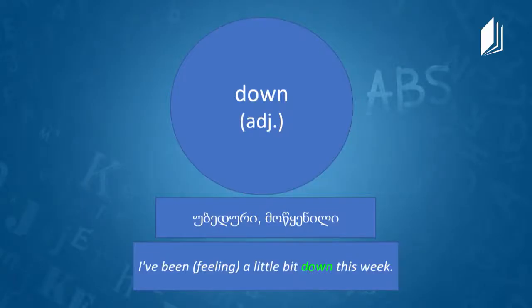Sometimes people feel down, yeah? So it means that they are sad. But it's a very common adjective in English when you speak about someone's feelings, if they are feeling unhappy and unable to feel excited about anything. Yes, so to feel down means, in Georgian, თავი იგრძნო უბედურად, იყო მოწყენილი, okay? And here is an example. I've been feeling a little bit down this week.